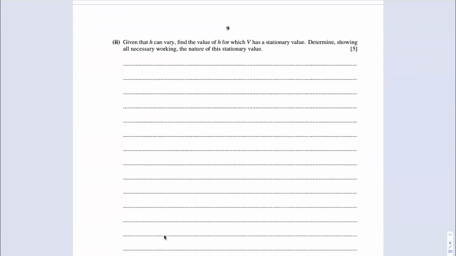In part 2, it says that given that h can vary, find the value of h for which V has a stationary value. Stationary value basically means that dV/dh would be equal to 0. Now we know that V is equal to 1/3 π(225h − h³), and for the stationary value, we'll find dV/dh and put it equal to 0.